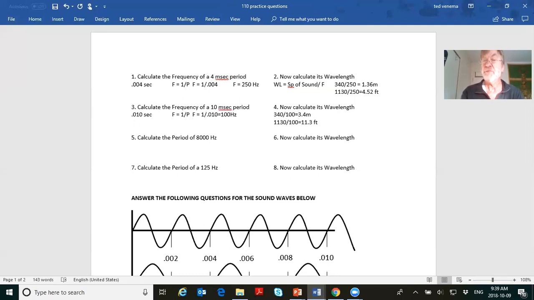Works out for me. Now, number 5. Calculate the period of 8,000 hertz. Now remember, F is 1 over P, P is 1 over F. So the period, what does period mean? The length of time it took for one cycle. So let's look at the period of 8,000 hertz. Period is 1 over frequency, so 1 divided by 8,000 hertz is equal to, wow, that's a weird number. Here we go.